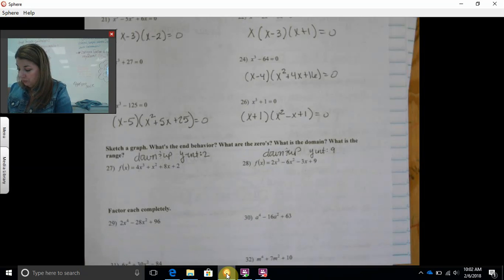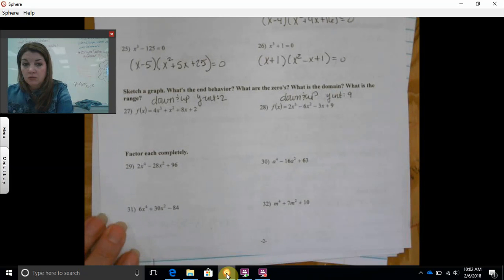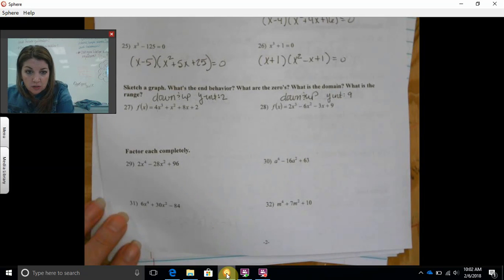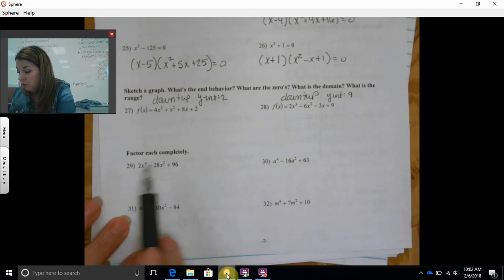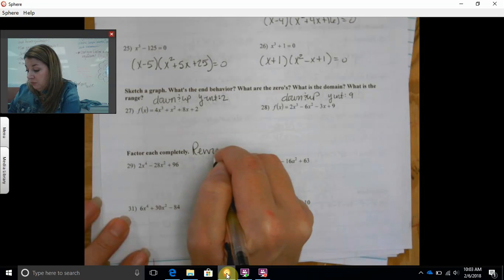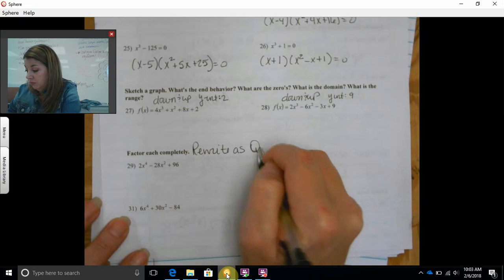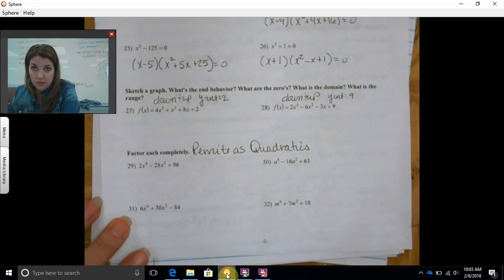These bottom ones, 29 through 32, are just factor. Well, let's look at them. 29 through 32. What are those? Rewriting as a quadratic, right? They're quartics, but they all have degree 4, 2, 0. Those are quartics that we rewrite as quadratics. One on the homework we had to do when we were factoring to solve so that we could graph. I'll do 29 on a separate sheet.